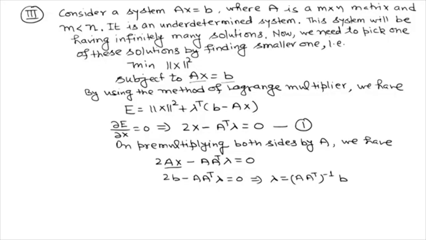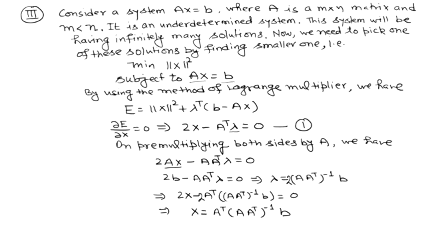Now, putting this value of lambda in equation 1, I will have 2x minus A transpose, and then lambda is here. So, putting this value of lambda, it will become (A into A transpose) inverse into b equals 0. I forgot to write 2 here, so 2 will come here also. So, it means x will become A transpose into (A A transpose) inverse into b. If I write this particular matrix as A plus, this will become A plus b.